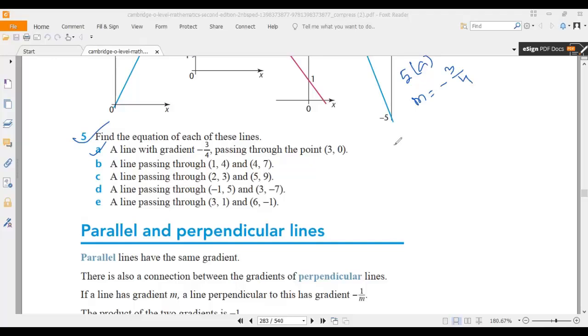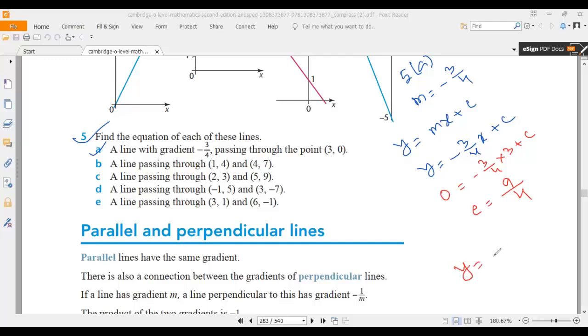So, what is the equation? Equation will be y equal to mx plus c. That means y equal to minus 3 by 4x plus c. And it is passing through 3, 0. So 0 equal to minus 3 by 4 into 3 plus c. Then the value of c will be 9 by 4. Then the equation of this straight line will be y equal to mx plus c. That means minus 3 by 4x, and what is the value of c? 9 by 4. Done.